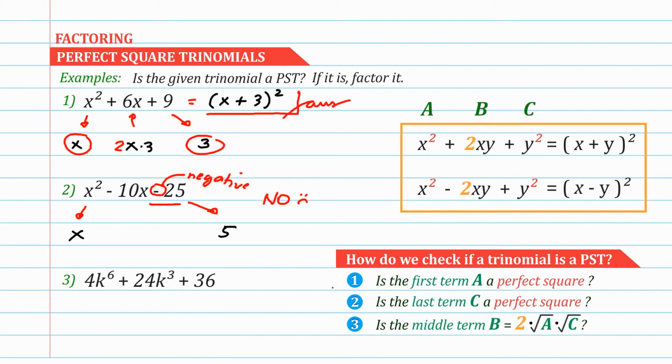Okay, last example here. First question, is the first term A a perfect square? Let's get the square root. Square root of 4 is 2. Square root of k to the 6. Remember our recalling kanina, our discussion?